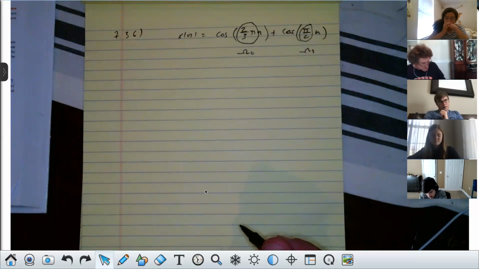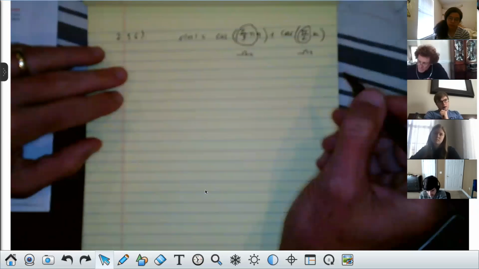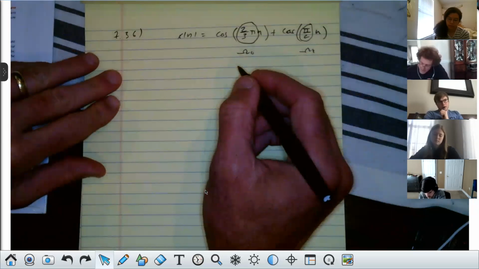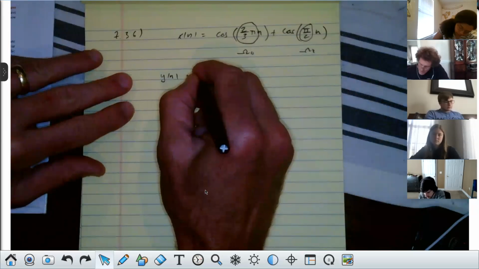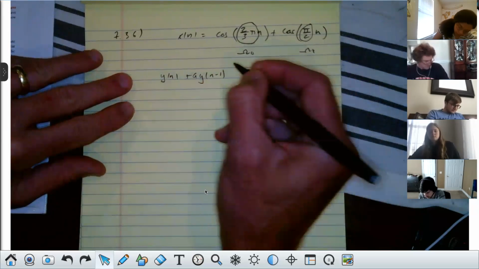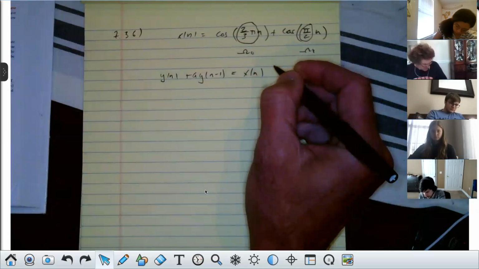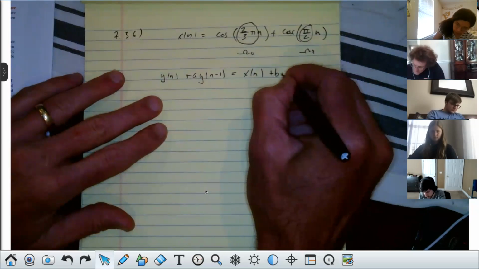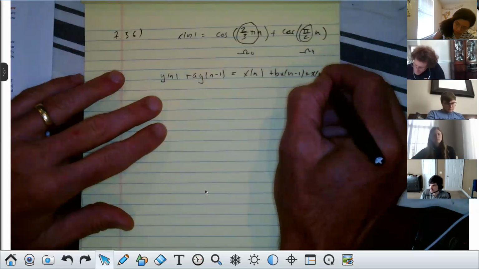Then they give you a difference equation. They want you to figure out what A and B would cause the output y of n to be just a sine of pi over 2. So for his difference equation, I'll write it down. He has y of n plus a y of n minus 1 is equal to x of n plus b x of n minus 1 plus x of n minus 2.